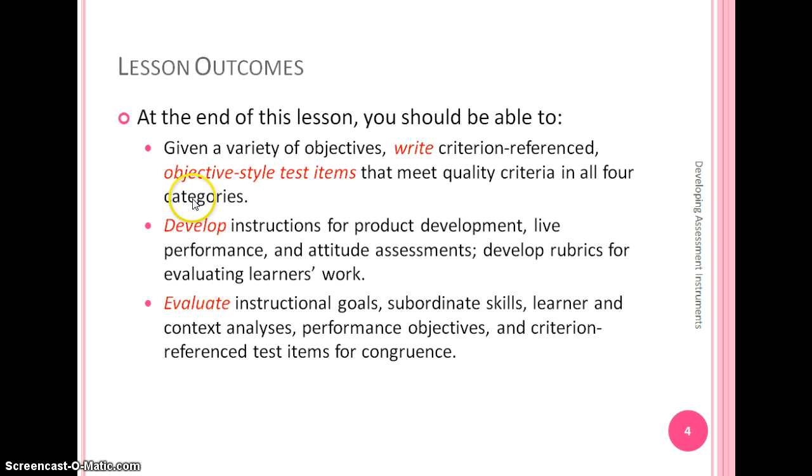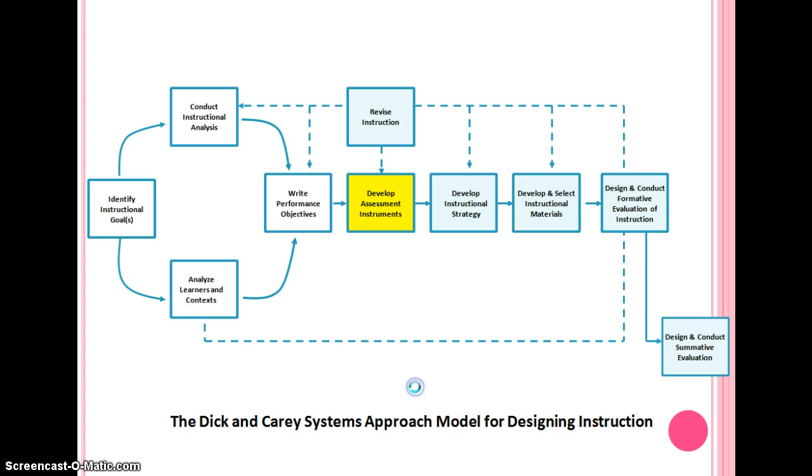So this is the main part of this chapter, which is developing. And next, you evaluate your instructional goals, subordinate skills, learner and context analysis, performance objectives, and criterion referenced test items for congruence. This is the Dick and Carey systems approach model for designing instruction, which we have been using since week 1. We have completed this section, and we are now here, developing assessment instruments.